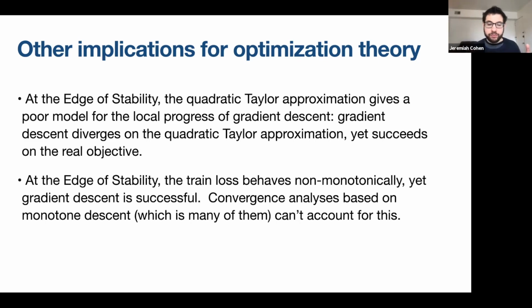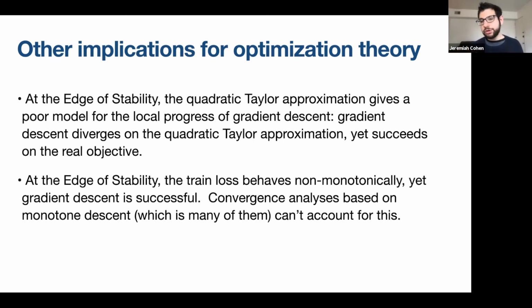Secondly, we've seen that at the edge of stability, the train loss is behaving non-monotonically, and yet gradient descent is successful. This actually contradicts a lot of convergence analyses for gradient descent. Often in convergence analyses that people publish for neural network training, there's a step in the proof where the loss decreases by some amount at every time step. Actually, it doesn't decrease at all in practice. So those convergence analyses can't be right, because the loss is non-monotonic at reasonable learning rates.